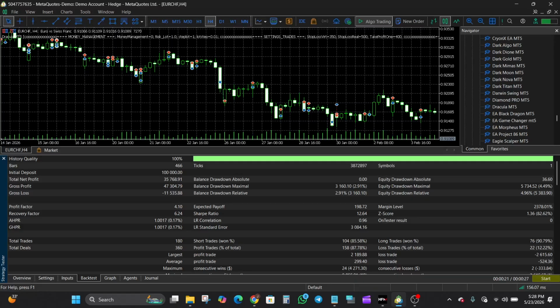All right, and live performance can vary depending on broker execution, spreads, slippage, lot sizing, optimization choices, and changing market conditions. So I'll definitely recommend running longer term testing yourself across different brokers and currency pairs before considering live deployment. Overall, the Dracula EA for MT5 presents itself as a highly configurable automated trading system with detailed risk and trade management controls, particularly for traders who prefer systems without martingale or grid based recovery methods.